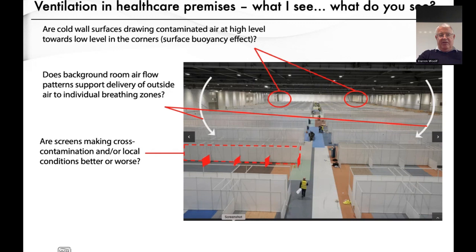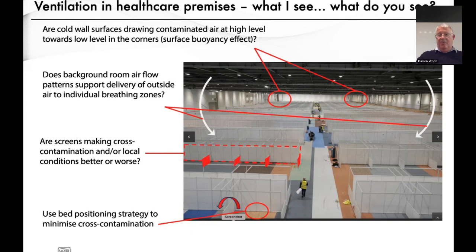And then these screens. Are the screens making cross contamination or local conditions better or worse? I'll talk a little bit more about why it could be worse. Then the bed positioning strategy to minimise cross-contamination. This isn't just where the beds go, but the timings of putting the beds in. Is it better to put them all in one area, or is it better to space them out? What's that strategy? Using breathing channels to improve ventilation performance. That's a key one for me.